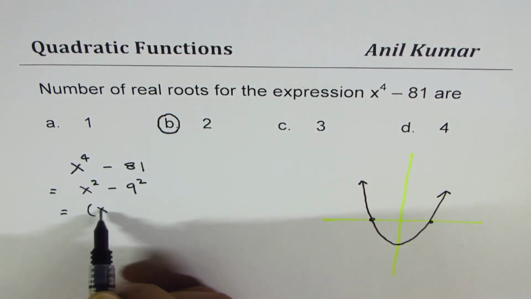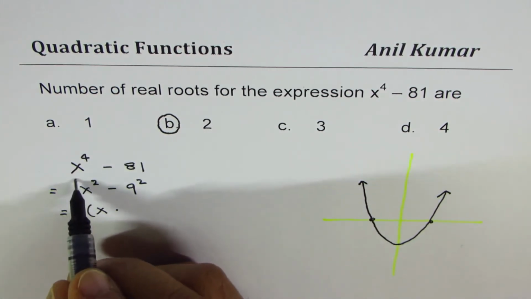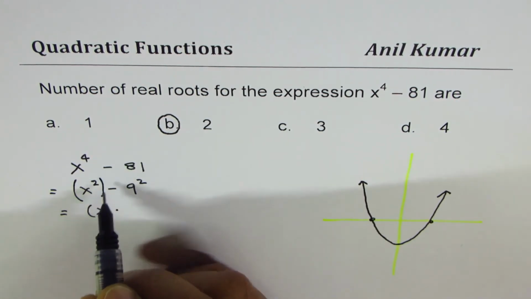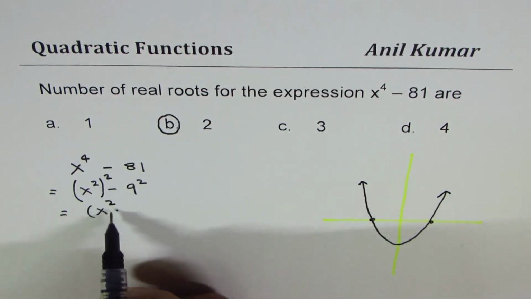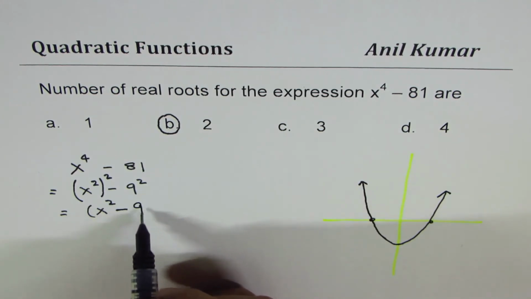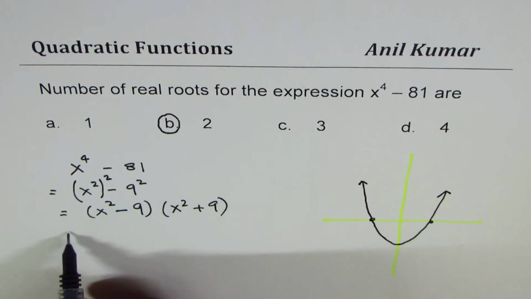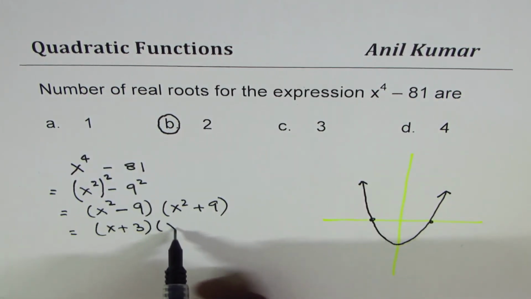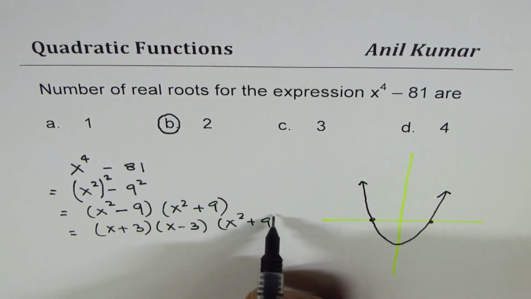Let me rewrite this, okay? X squared whole square, which is x to the power of 4, and 9 squared is 81. So we can factor this as x squared minus 9 times x squared plus 9. Now x squared minus 9 can be factored, so we get x plus 3 times x minus 3. And we are left with x squared plus 9.